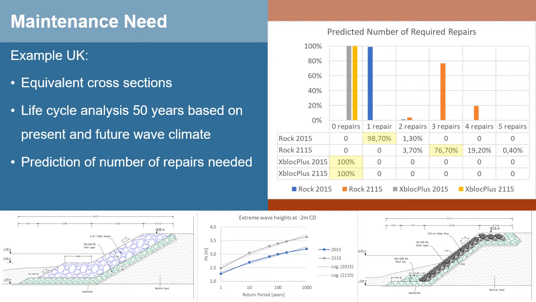And there you can see that based on this wave climate and these structures, the rock structure, you can expect to need one maintenance repair during the lifetime of the structure based on the current wave climate. But based on the future wave climate, it would need 3 repair sessions during the lifetime of the structure. On the other hand, the XBLOCPLUS structure has so much resilience that both for the current wave climate and for the future wave climate, no maintenance is required.